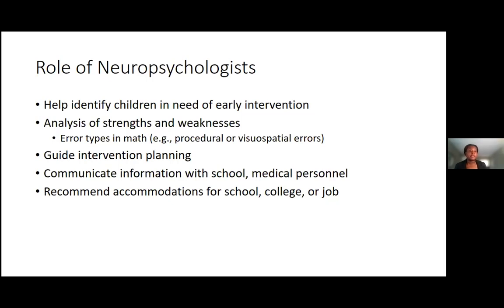And part of that involves analysis of the child's or the individual's strengths and weaknesses. For example, we can think about different types of error types that a person might be making. For a child who is showing challenges with math, are they making errors that are related to procedural aspects of computation, so sequencing of steps? Are there errors more related to visual spatial processing skills or other types of skills? By making those observations and quantifying that, we can then help guide intervention planning, whether that's with school, with college, or with work.